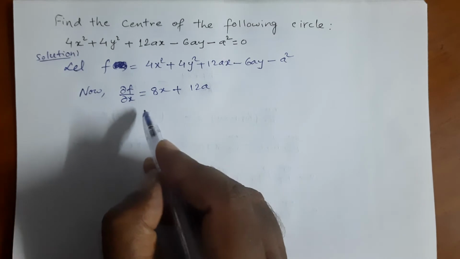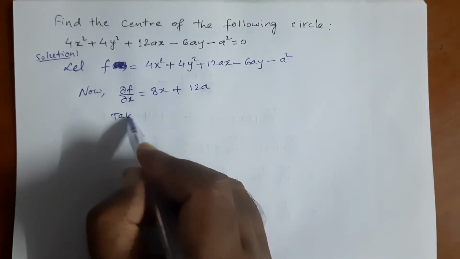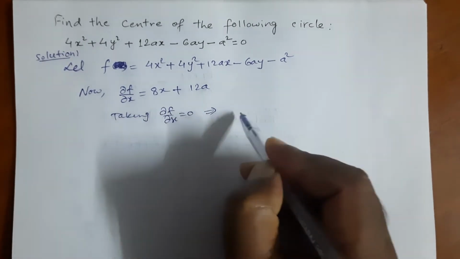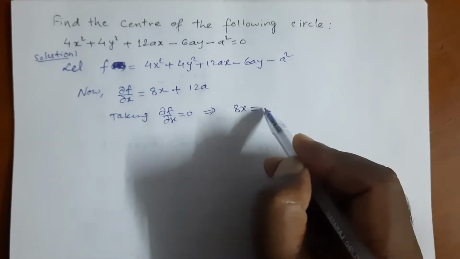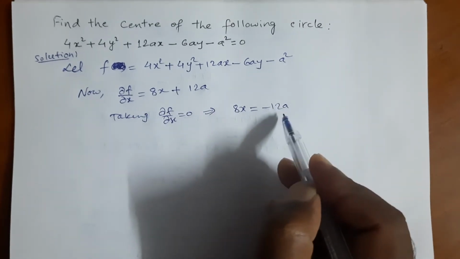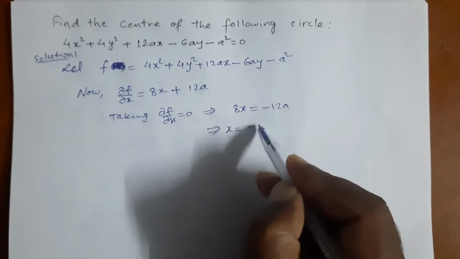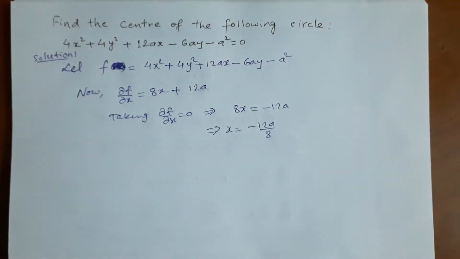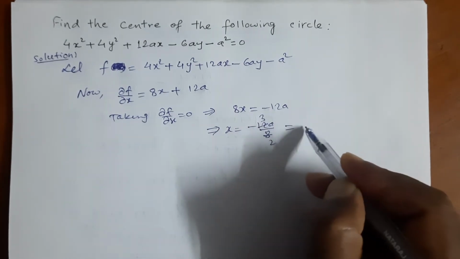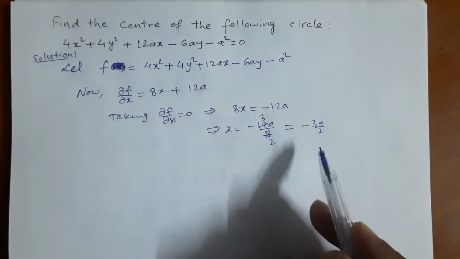So now we equate this with 0, taking del f over del x equals to 0. This implies 8x plus 12a equals 0, so 8x equals minus 12a, and this implies x equals minus 12a over 8. Now 4 can cancel, 4 3s are 12, 4 2s are 8, that gives you minus 3a over 2. So this is the x coordinate of the center.